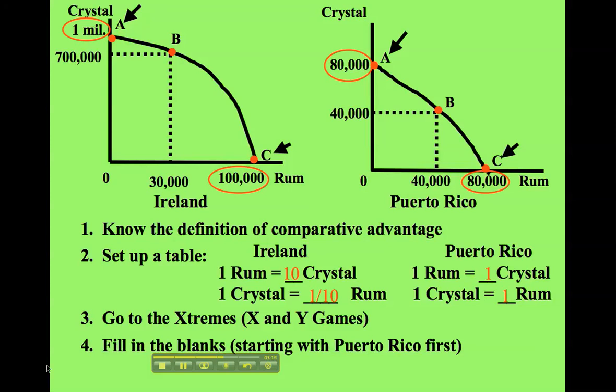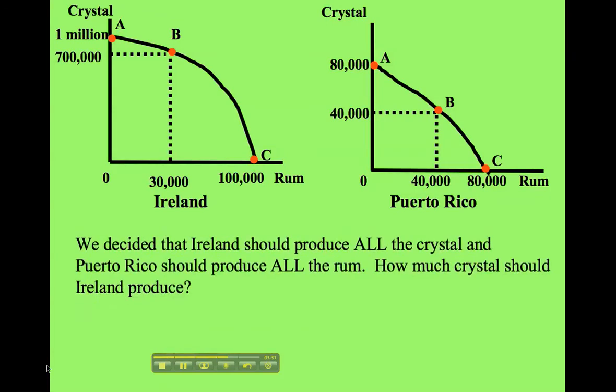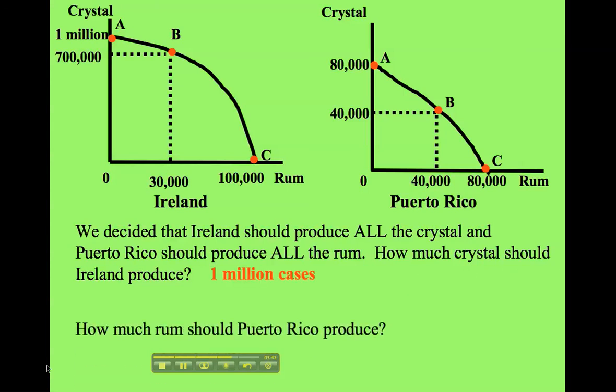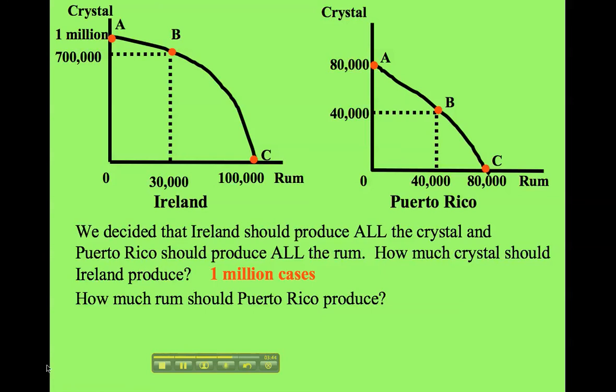So, what does this mean? It means that they should specialize and trade. This is what I just went over a little earlier without the special effects. So, Ireland should produce all the crystal, Puerto Rico should produce all the rum. How much crystal should Ireland produce? Basically, 1,000,000 cases. Take it to the limit and then trade what you need for rum. And Puerto Rico will be willing to trade.